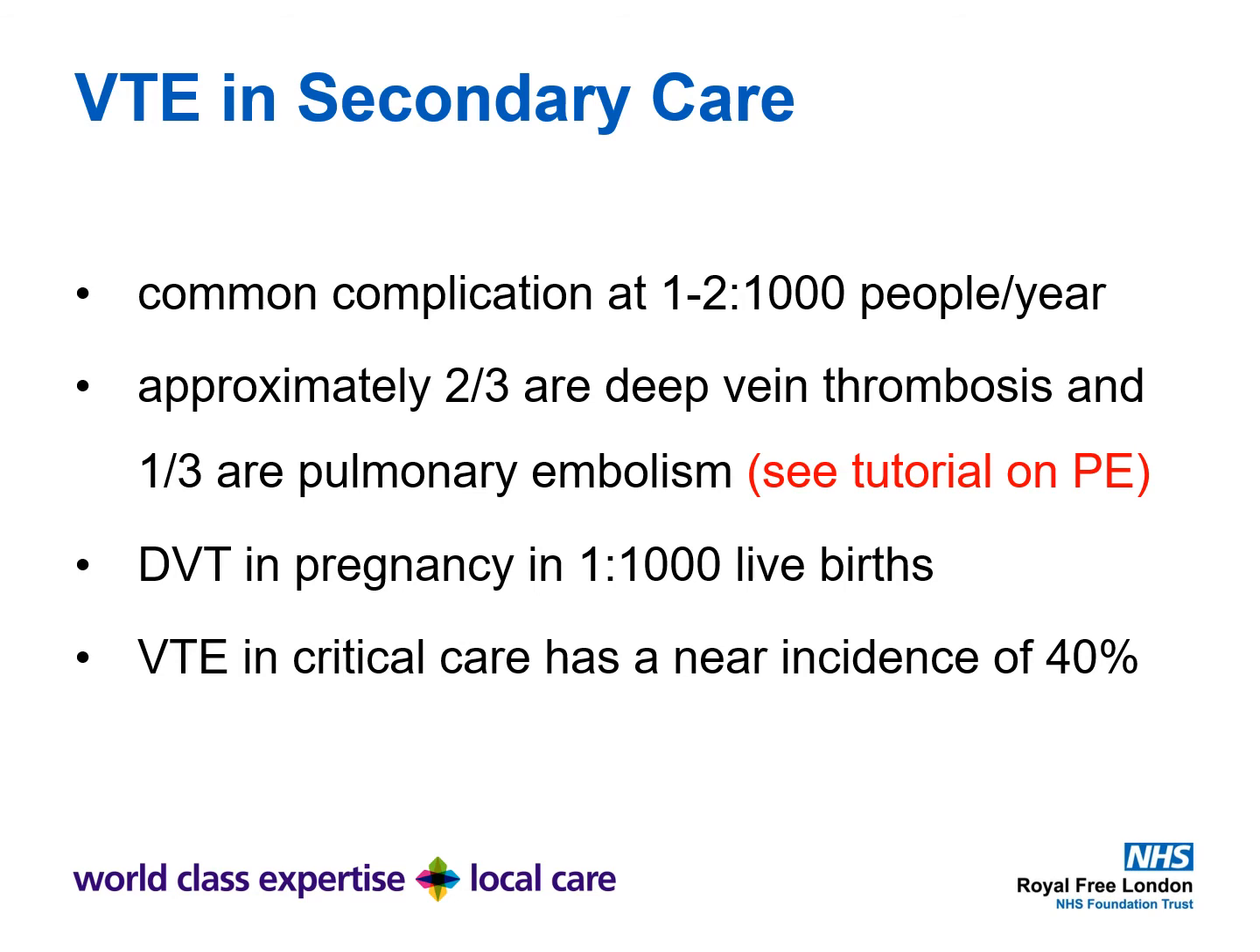When we think about venous thromboembolism in secondary care, it's still a common complication at about 1 to 2 per 1,000 per year. Approximately 2/3 are deep vein thrombosis and about 1/3 are pulmonary embolism, and roughly 30 to 40% of pulmonary emboli come from DVTs initially. DVT in pregnancy occurs at a rate of about 1 in 1,000 live births, and VTE in critical care has a near incidence of 40%.